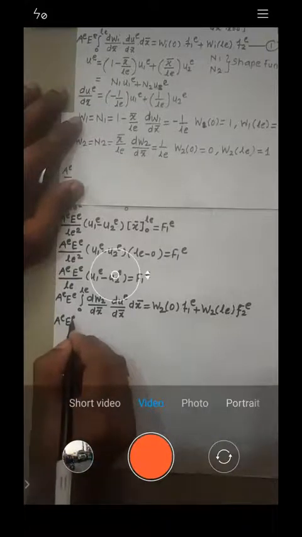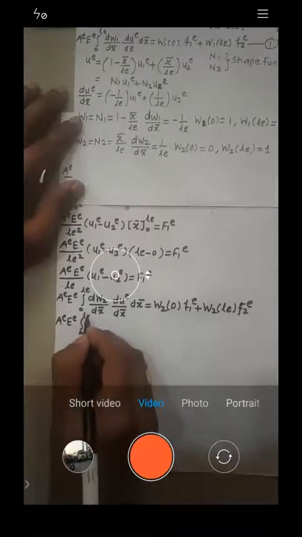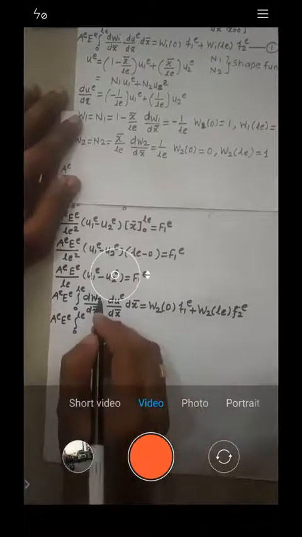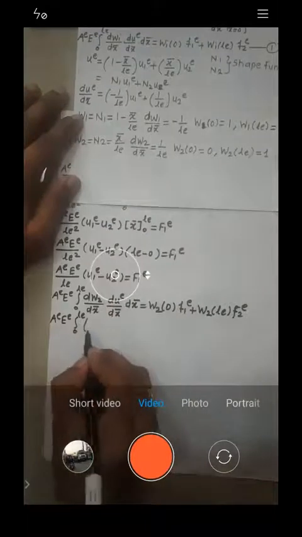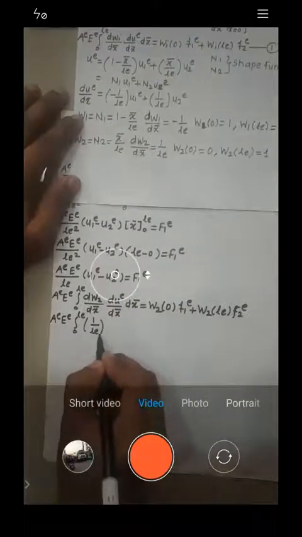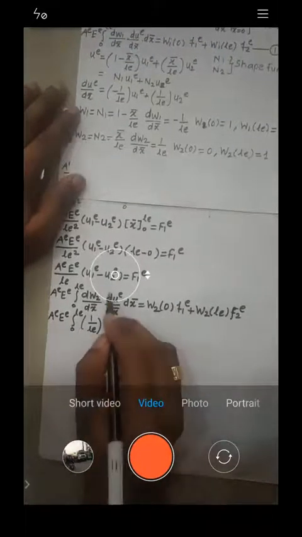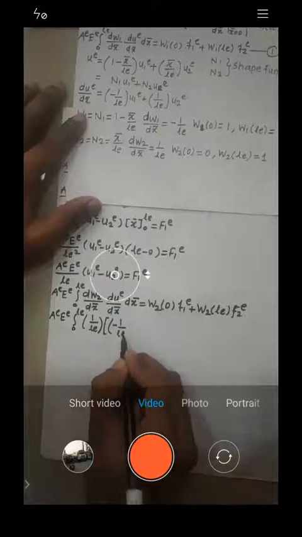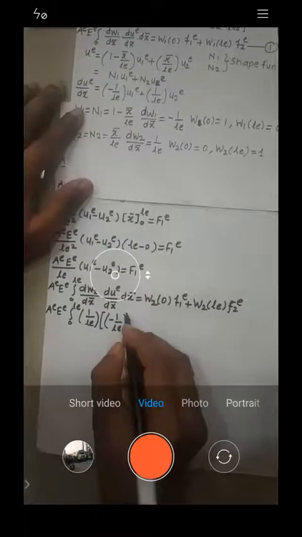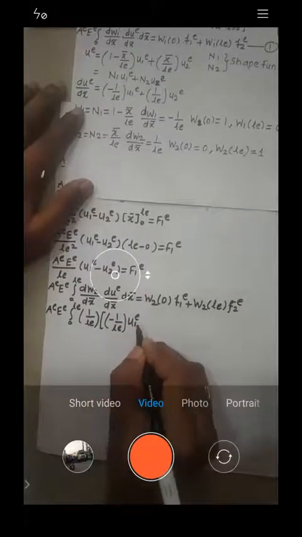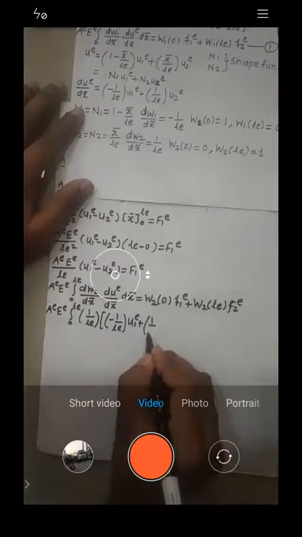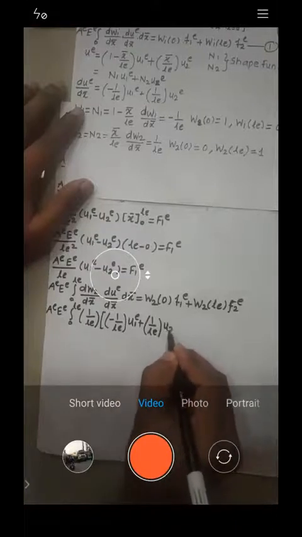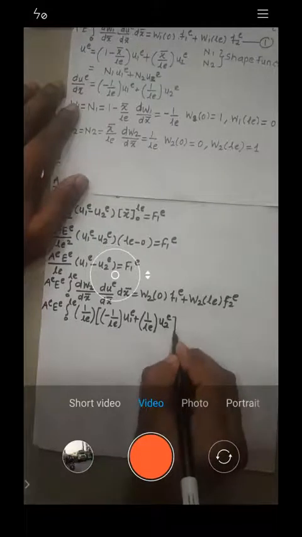AE, EE, 0 to LE. What is dW2 by dx bar? It is 1 by LE, right? What is dUE by dx bar? This is the bracket, right? So this is minus 1 by LE into U1E plus 1 by LE into U2E, right?